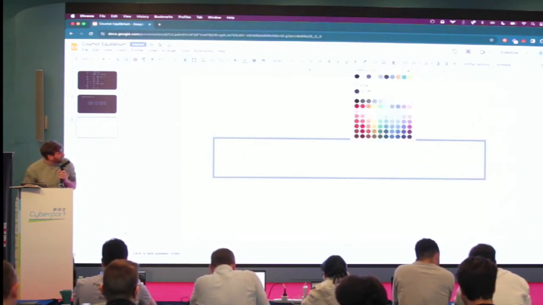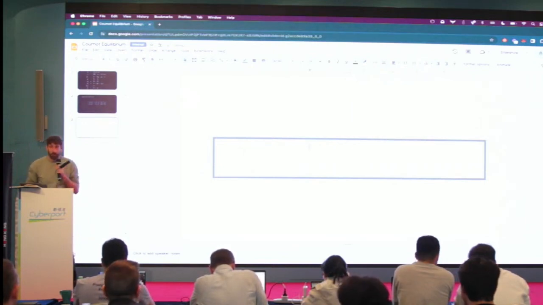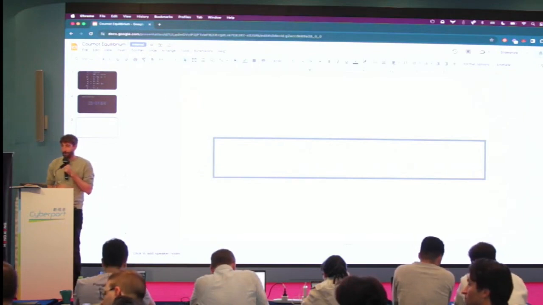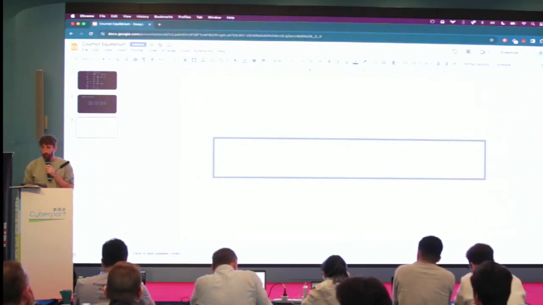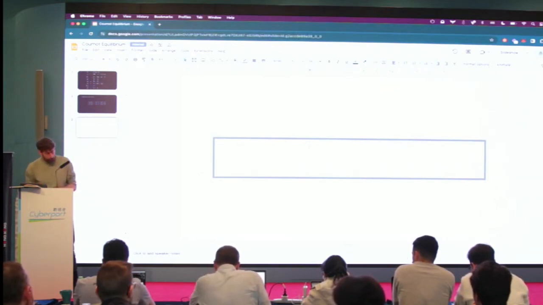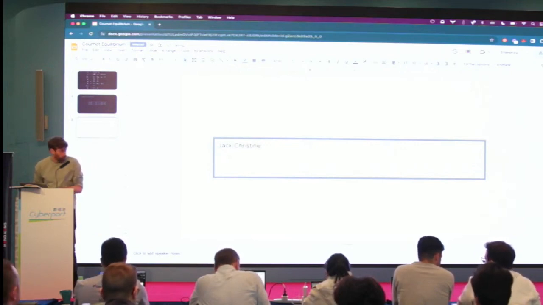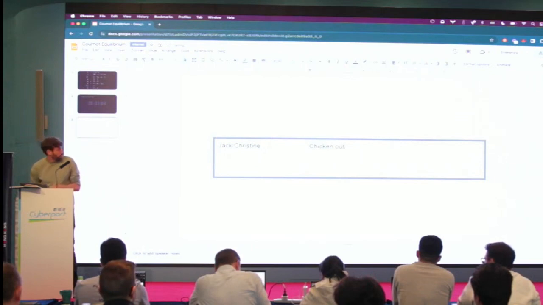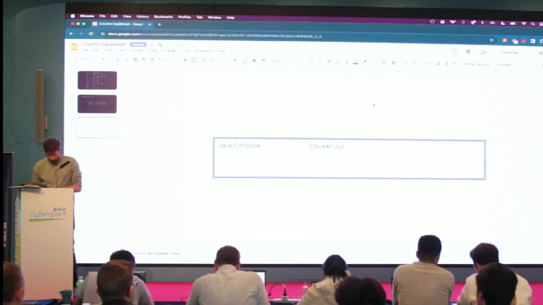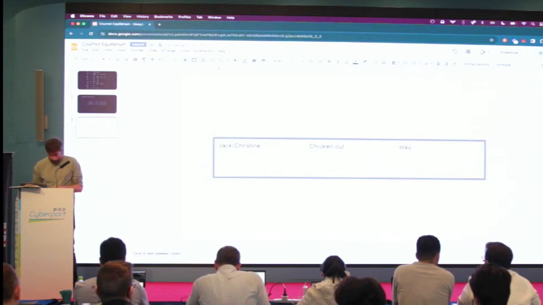Well, I think that the Nash equilibrium. Wait. We first need the matrix. Okay, the matrix is chicken out, go straight, for both players, I guess. Yeah, for both players, yes. Okay. Let's maybe do Jack in red or something.